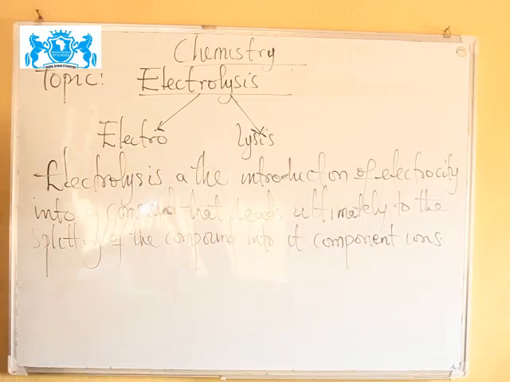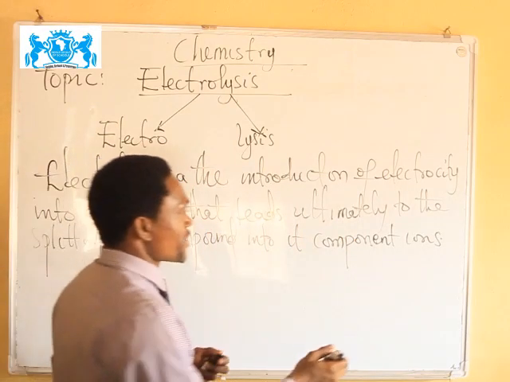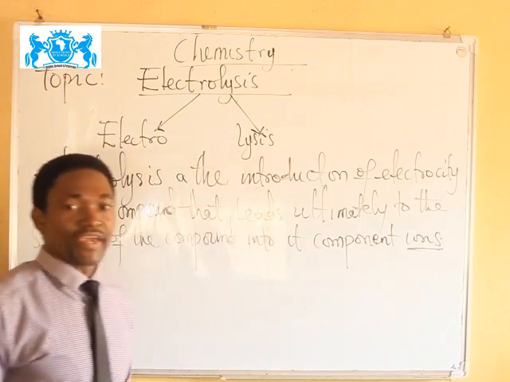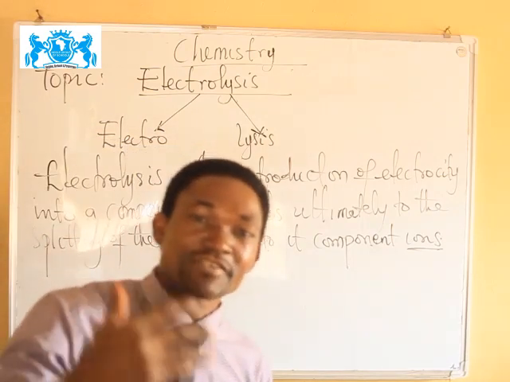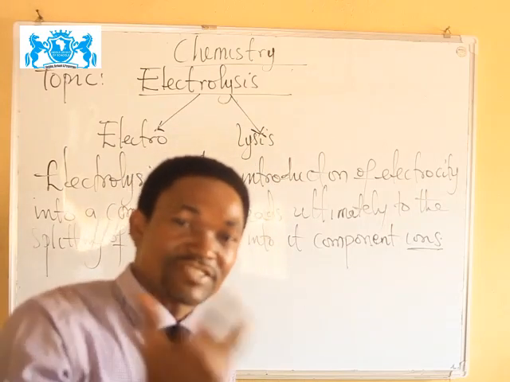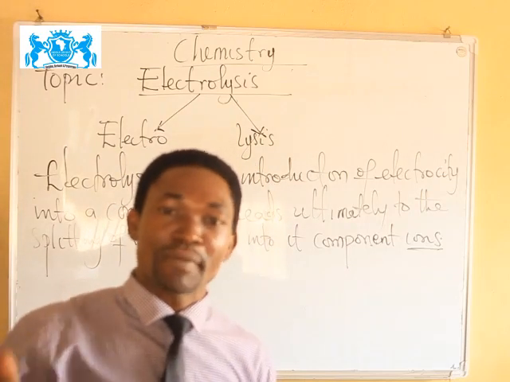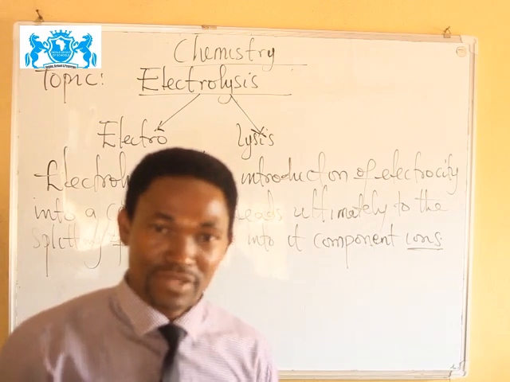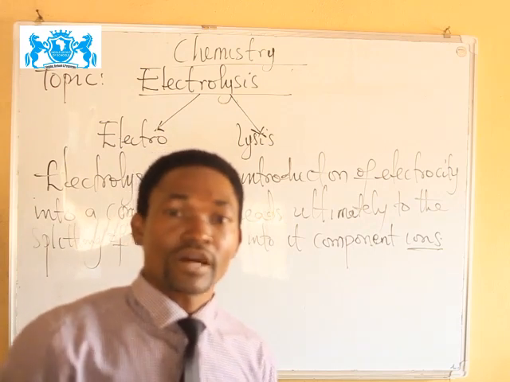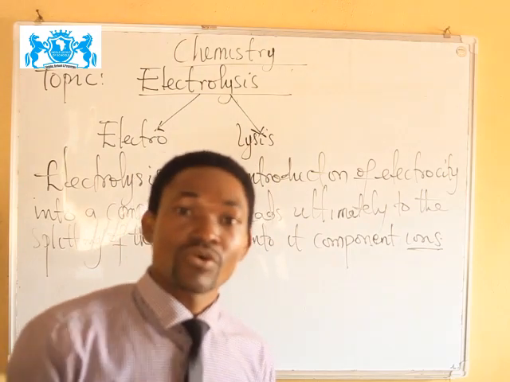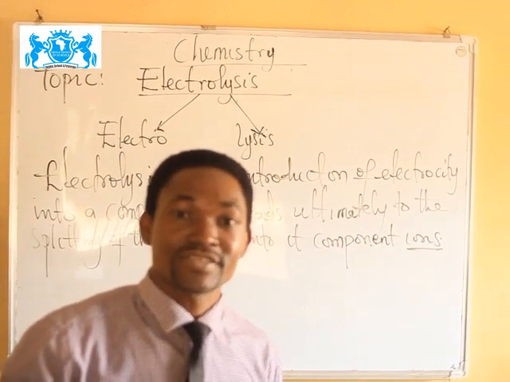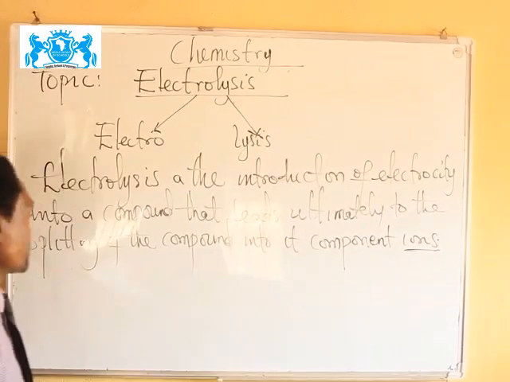Now, if you ask me, what are ions? Ions are elements that carry electric charge. This electric charge can be positive or negative. Or you can simply put, in some other words, ions are radicals or elements that carry electric charge.